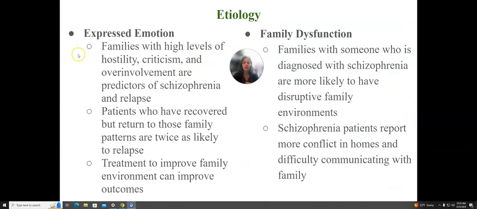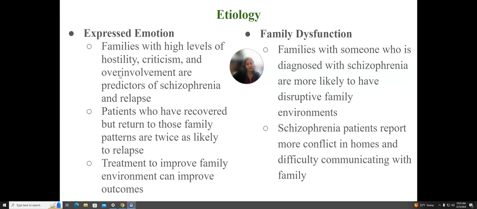Another thing is that our family environment matters. When you have families that have high emotional expression, hostility, conflict, criticism, negativity, like when you have been around families that are just overwhelming, like it sucks the life out of you because the emotional levels are so high and so intense, that's actually a really strong predictor of schizophrenia.